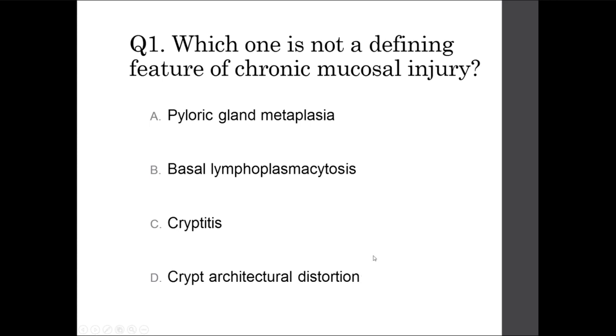So I warn you, we have a few questions here at the end. I hope to solidify some of the concepts with these questions. So the first one is, which one is not a defining feature of chronic mucosal injury? Pyloric gland metaplasia, basal lymphoplasmacytosis, cryptitis, or crypt architectural distortion? And I think you can use the chat to answer. I'm going to give you a couple seconds. Think about it. Hope it's not tricky.